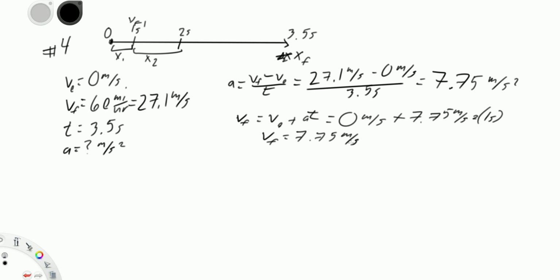Okay, and that makes sense because we only accelerated for 1 second, and that's what the acceleration is telling us. We increase our velocity by 7.75 meters per second every second we go. So that's the final velocity for that first second. I'm going to pause the video and start again.